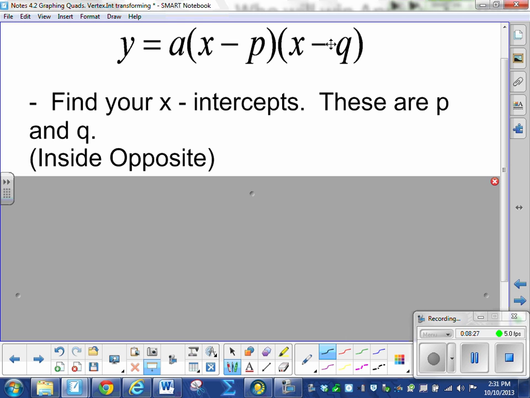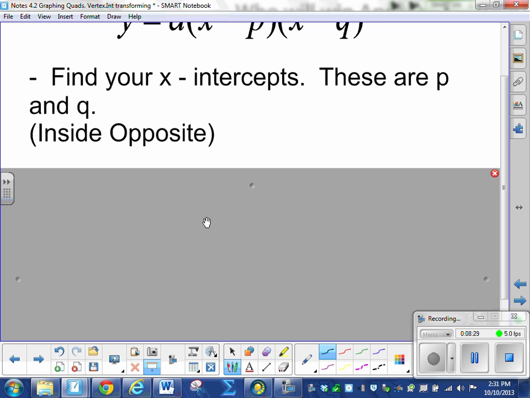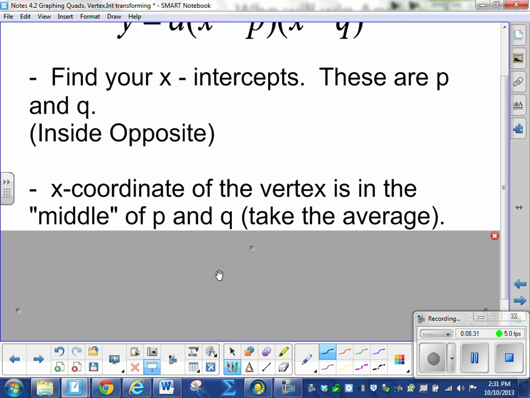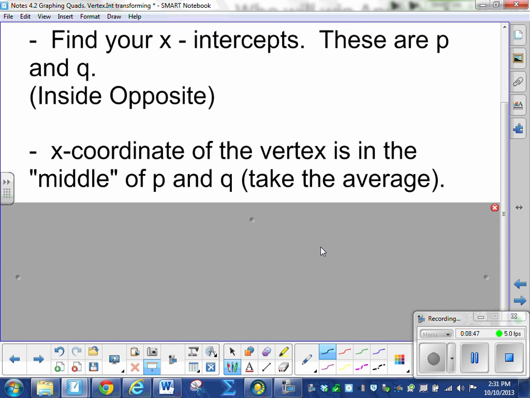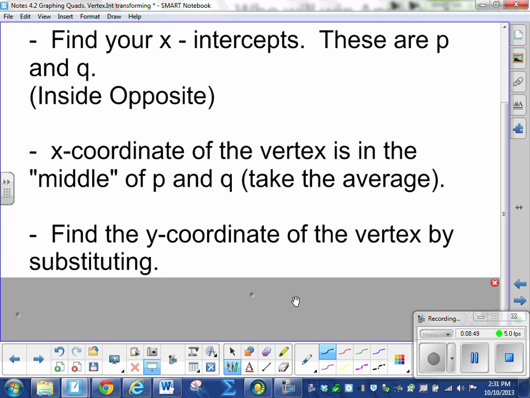If it's inside of parentheses, then it's going to be the opposite. So the x-coordinate is in the middle of P and Q. You're going to take the average. This is part of trying to find your vertex. The x-coordinate of the vertex is in the middle of P and Q. When you find the middle of something, you're taking the average of it. Well, you can actually take the mean also, but we'll say the average.